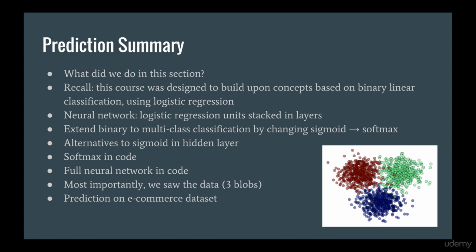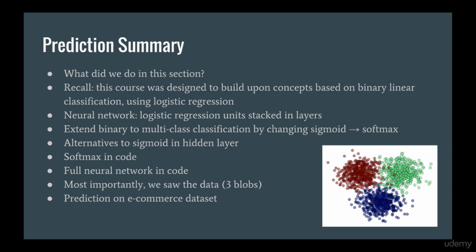We saw that instead of being limited to two output classes, we can have any number of output classes by using the softmax instead of the sigmoid. We learned about the alternatives to using the sigmoid in the hidden layers, such as the tanh and ReLU activation functions. We then looked at how to write the softmax in code.